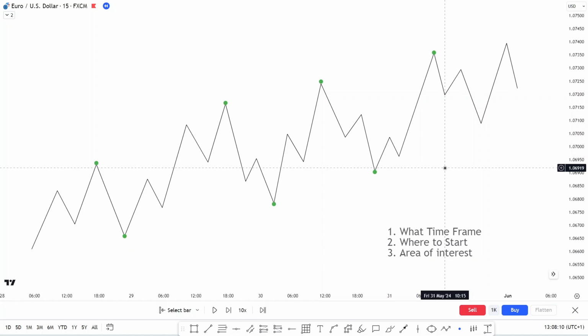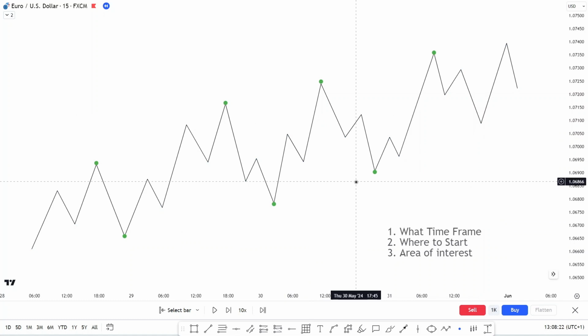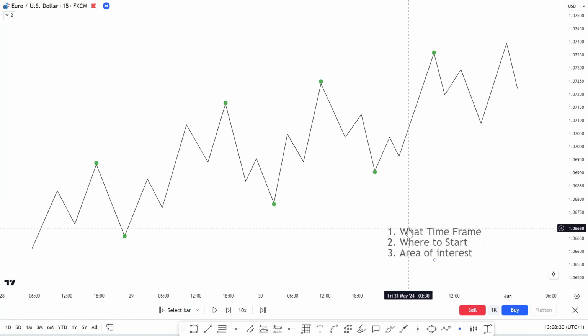So here we have a diagram, and I'll be explaining how to make a structure mapping on this diagram, and later on we'll switch to a real chart for real examples. So the first one is what time frame should you use, and this is actually the question I get asked the most when SMC traders want to start the structure mapping. They worry more about what time frame they should use, or when I post a setup on Instagram or something, they ask me what time frame that is.